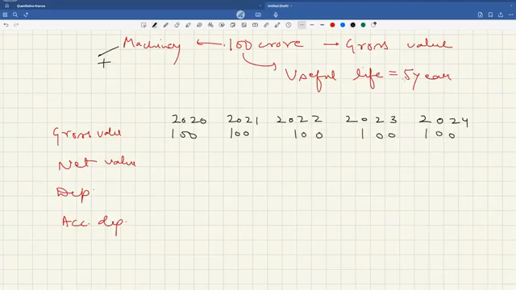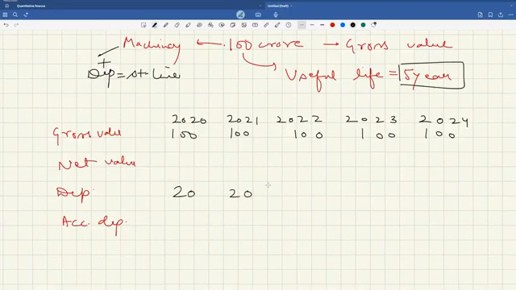Net value. As I told, the useful life is just 5 years. So that means, and let's say we are following straight line depreciation. What happens in a straight line depreciation? The amount of depreciation is constant over the years. So if the useful life is 5 years, that means I'll be losing 20 crores every year. All right. So there'll be a depreciation of 20 crores. So you can see I use the same amount of depreciation every year. So this is called straight line depreciation.